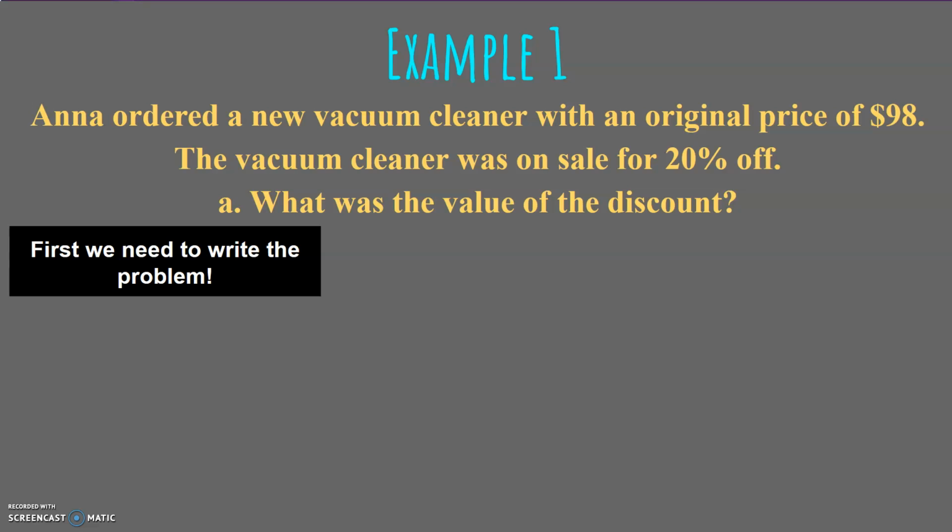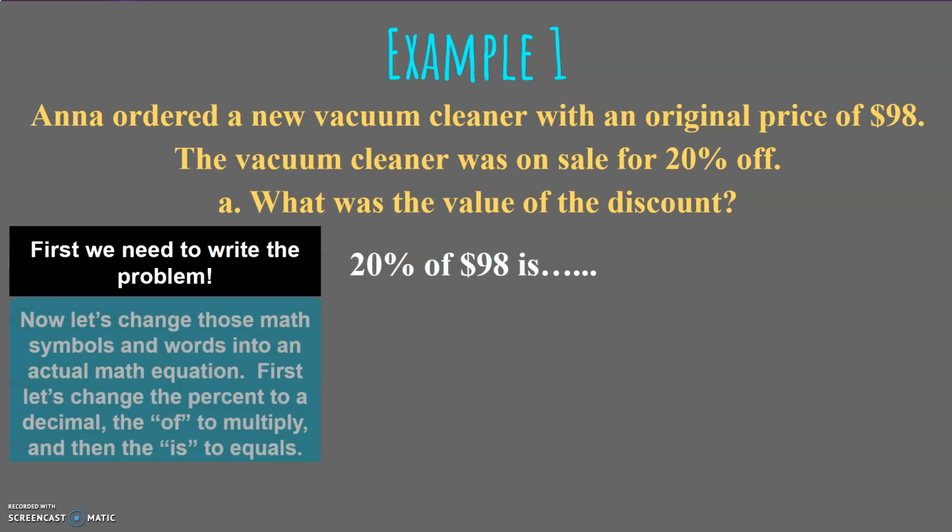First, let's write out this problem. 20% of 98 is, that's what we're trying to find out. What is the value of the discount? How much is she getting off? 20% of 98 is, and we know how to rewrite that.